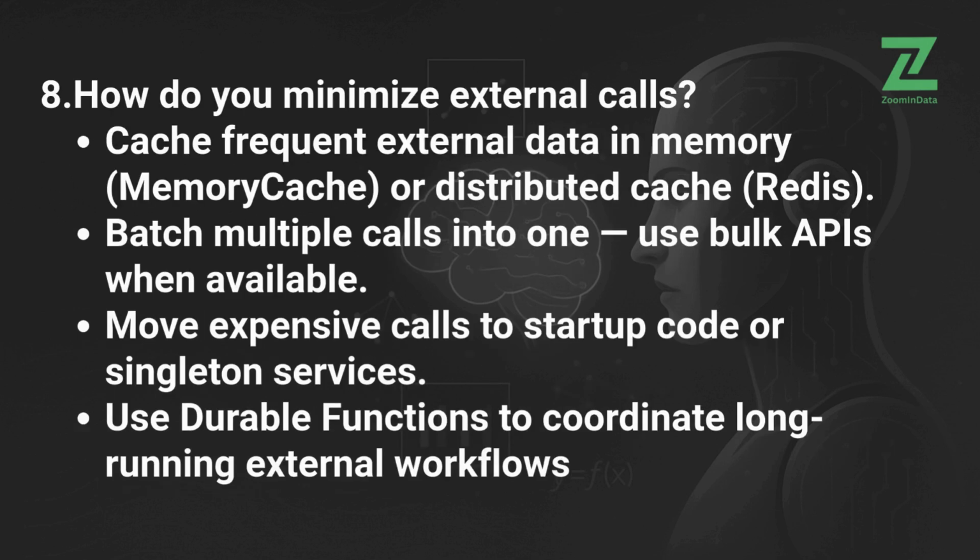How do you minimize external calls? Cache frequent external data in memory cache, or distributed cache, Redis. Batch multiple calls into one. Use bulk APIs when available. Move expensive calls to startup code or singleton services. Use durable functions to coordinate long-running external workflows.